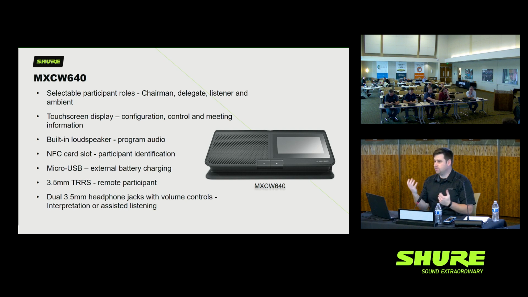And so if someone's late or someone can't make it, you can plug a cell phone into that, turn it into a remote participant, and they'll be able to come into the meeting and have full duplex audio. And then 3.5 millimeters on either side, because this can act as a dual delegate, so one unit can be for 2 people, with interpretation and floor mix fed to those.